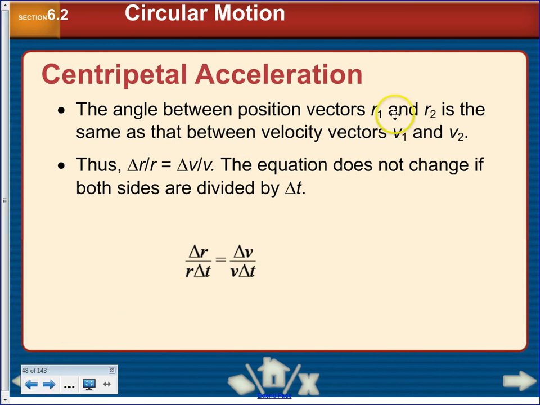If we know that the angle between the vectors r1 and r2 is the same as the angle between v1 and v2, so we say the change in r over r, which would give us the angle. If you remember your geometry, that's basically the chord and the internal angle, which is the same for both of these. Okay, the angle is the same for both of these, so we could set these equal to each other. If we divide both sides by t, we now have delta r over delta t and delta v over delta t.